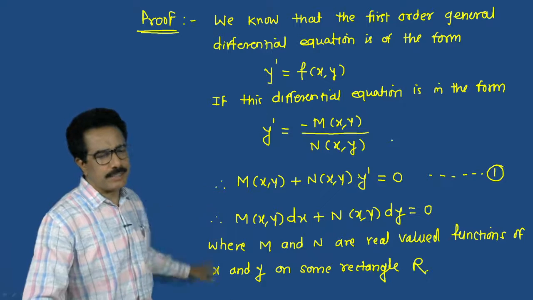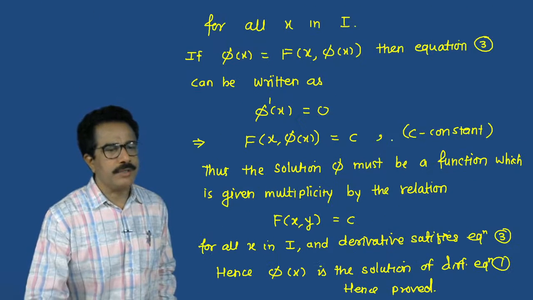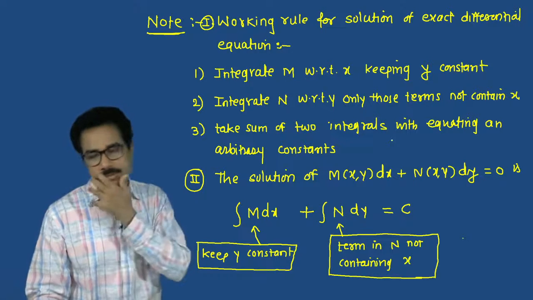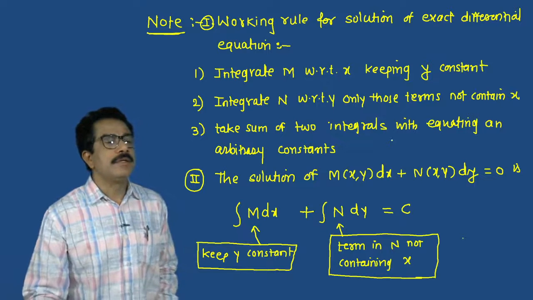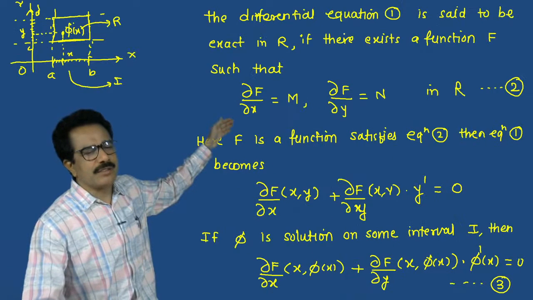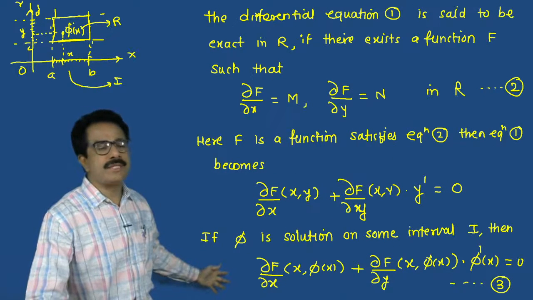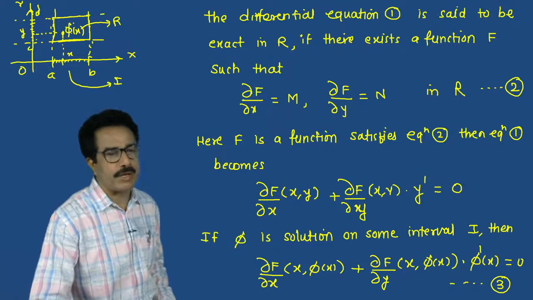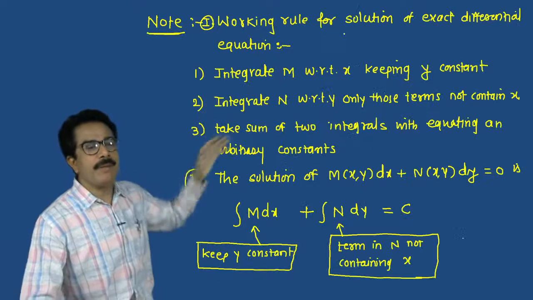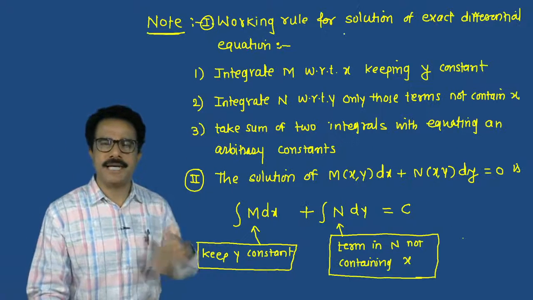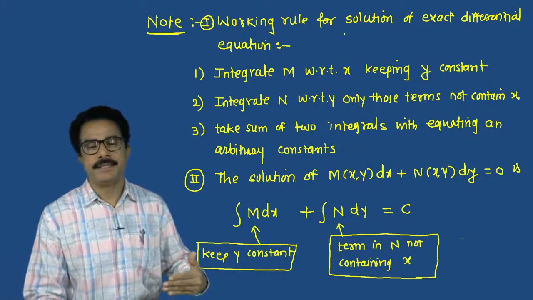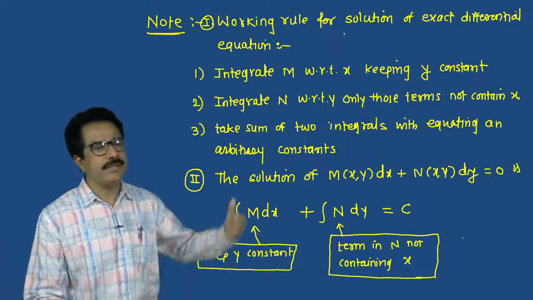Actually it is a very simple theorem, so you can use this. Now, how to solve problems based on this is very important. So, the working rule: we can solve problems by using these steps of the theorem. You can solve the problems based on this theorem, or you can solve them by a shortcut method. The solution of an exact differential equation can be found easily by using this shortcut method.